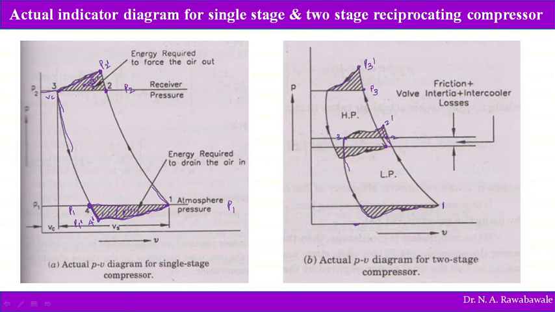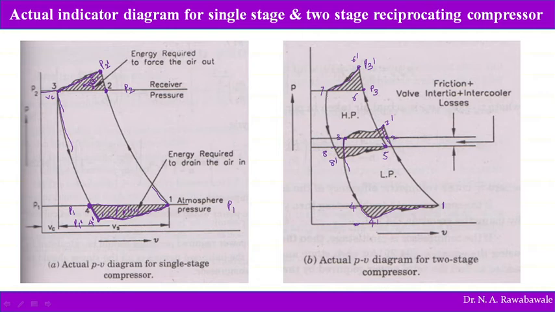So this discharge process starts at points 1, 2, 2 dash, then 3, 4, 4 dash. So this is for the LP cylinder: 1, 2, 2 dash, 3, 4, 4 dash. Now here 5 to 6 and 6 dash is the compression process, and 7 to 8 and 8 dash.